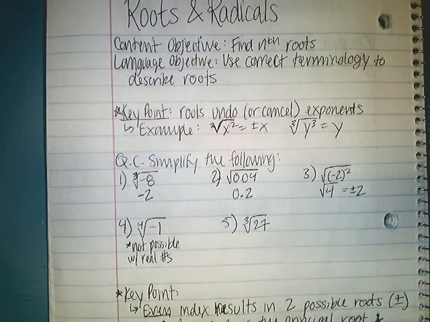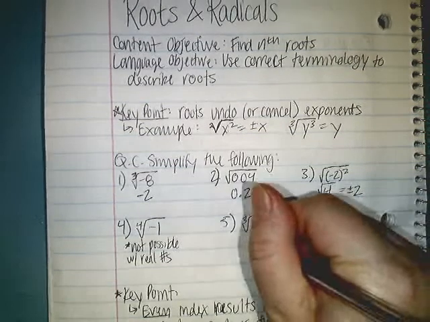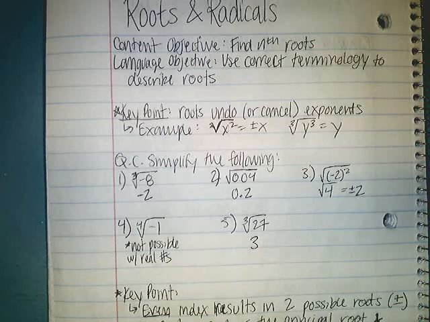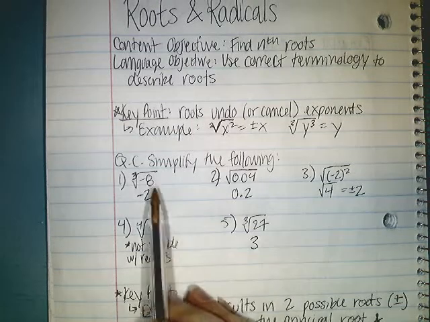The next one is the cube root of 27. Cube root of 27 is 3. So 3 times 3 times 3 is 27. I'm going to give you some tools.